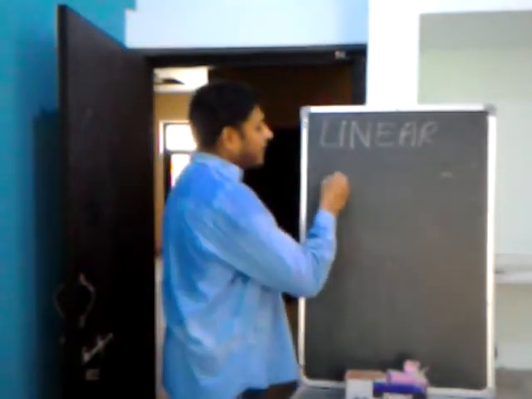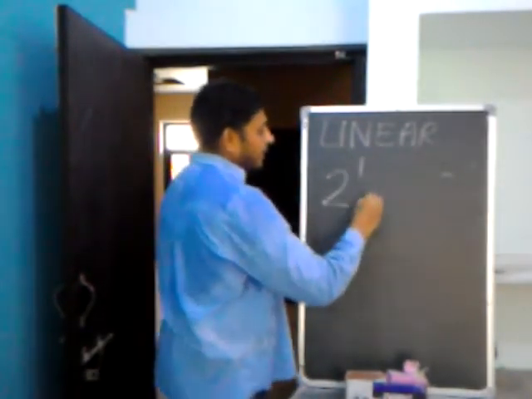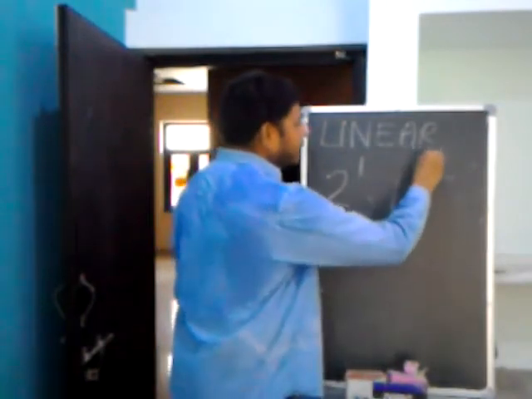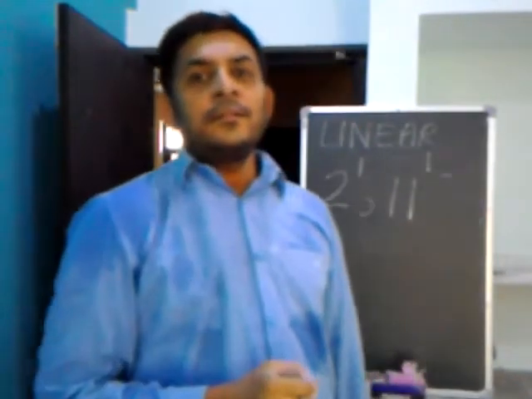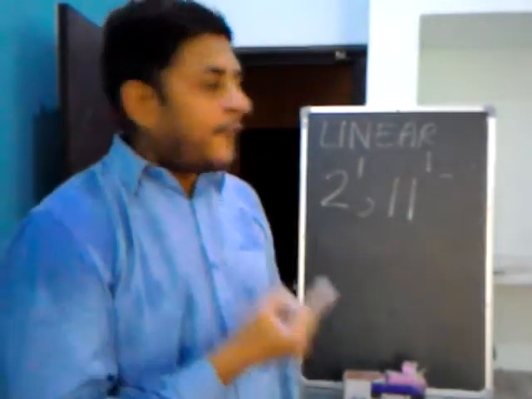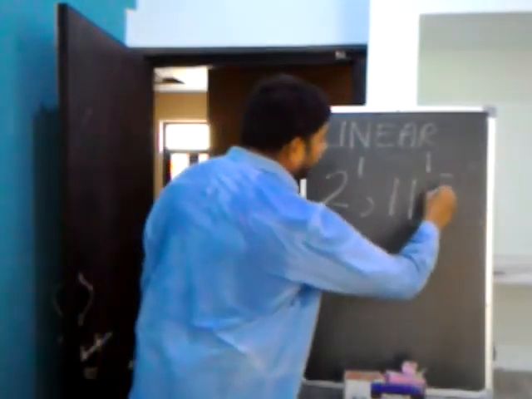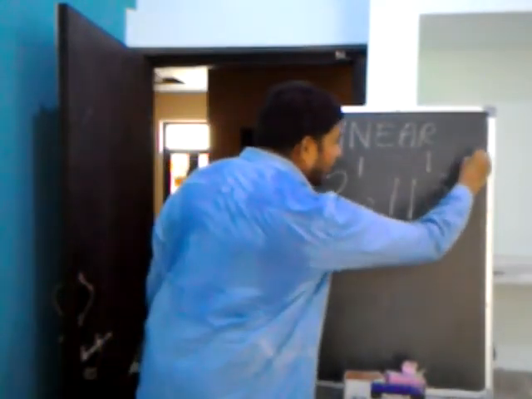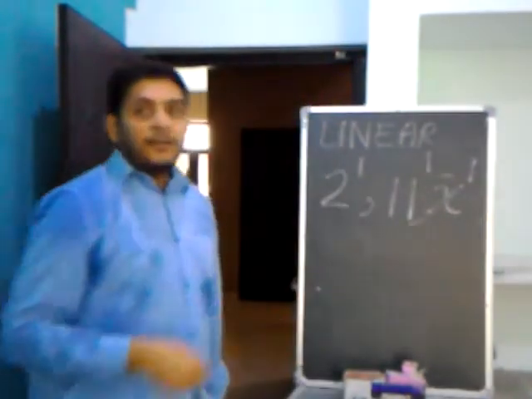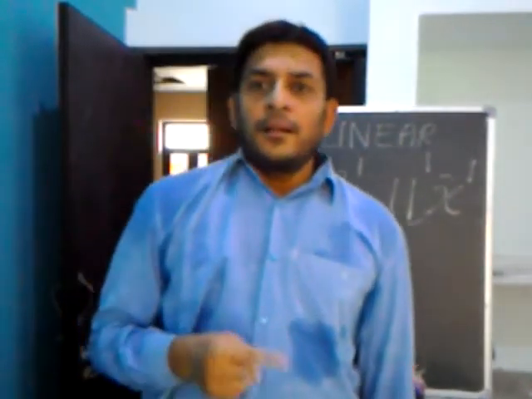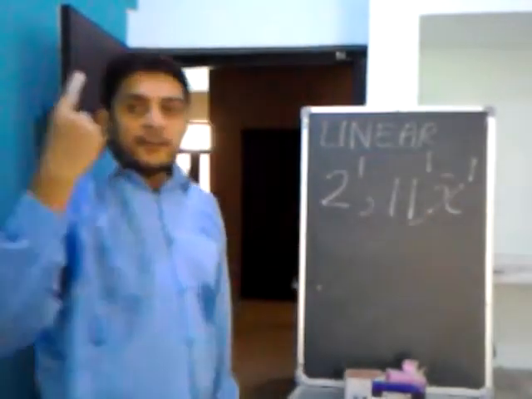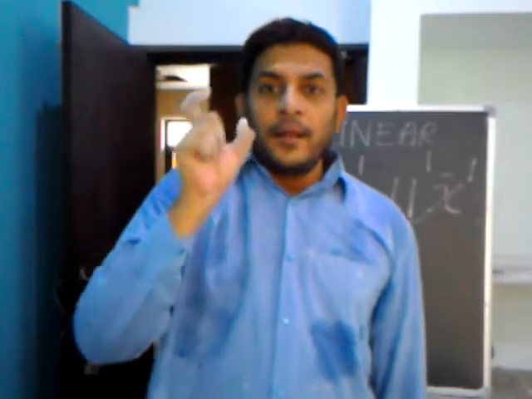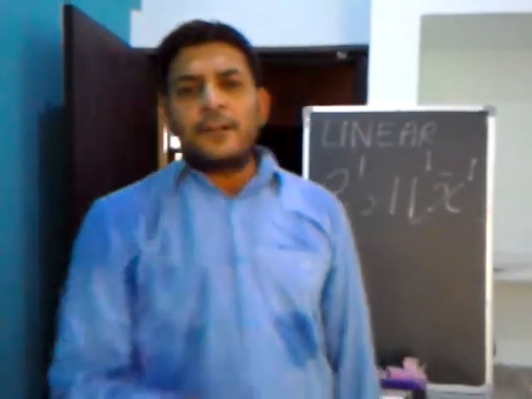Now if there is a condition that the highest power is 1, it can be anything, but the highest power is 1. If in an equation the highest power of the variable is 1, then it is called a linear equation in one variable. This is called linear equation. If power is 1, then it is called linear. Linear means power is 1.